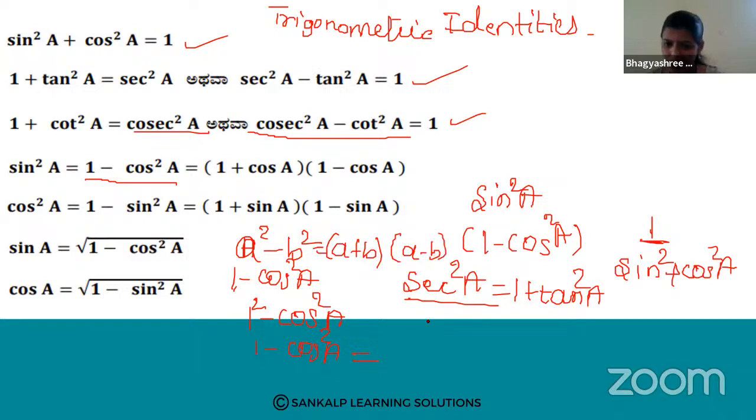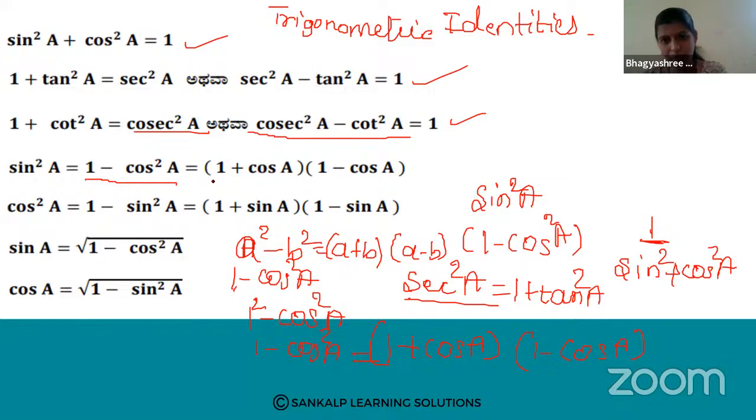So A value is 1, B value is cos A. A plus B is 1 plus cos A, and A minus B is 1 minus cos A. So I can write it this way also, right? 1 minus cos square A, I can write it as 1 plus cos A into 1 minus cos A, or as 1 minus cos square A. I can write it either way, depending upon the situation.